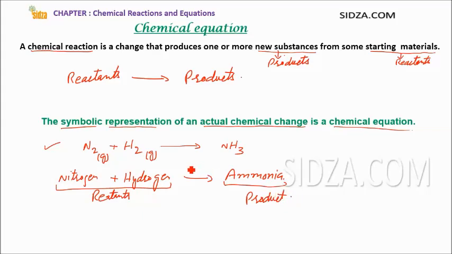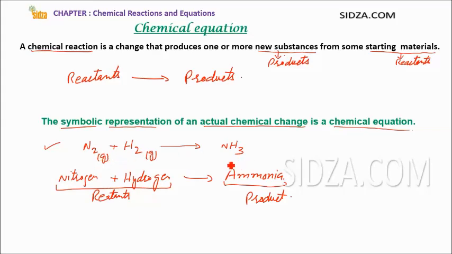But when we look at this reaction, we find that the number of atoms of nitrogen is 2 on the reactant side, and on the product side the number of nitrogen atoms is only 1. Hydrogen here is 2, here we find 3. So in this chemical equation, the number of atoms of the different elements are not balanced, not equal. Therefore we need to balance it.